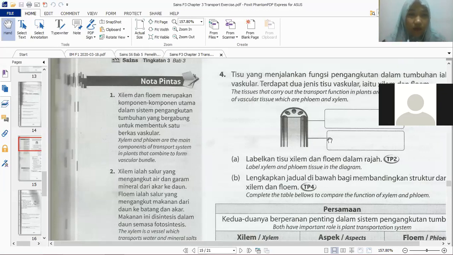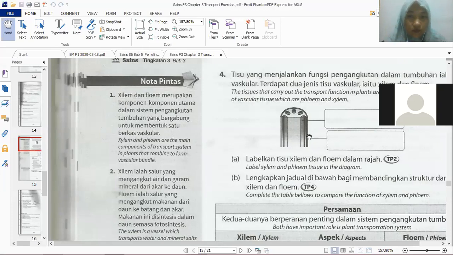You must remember, phloem transports what? It transports nutrients or glucose from the leaf to every part of the plant. But xylem transports water from the roots to all parts of the plant, right?